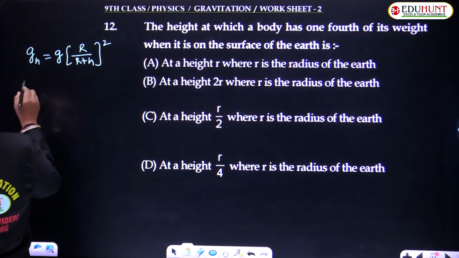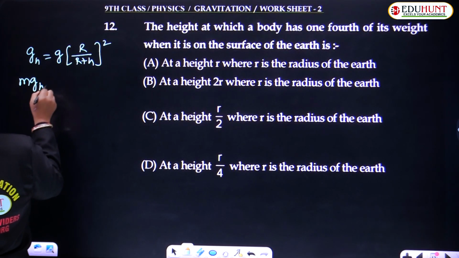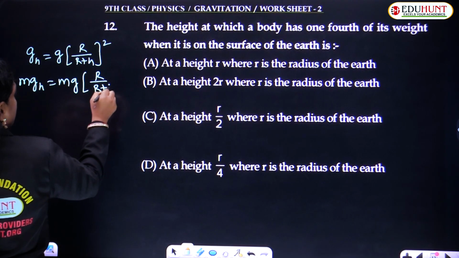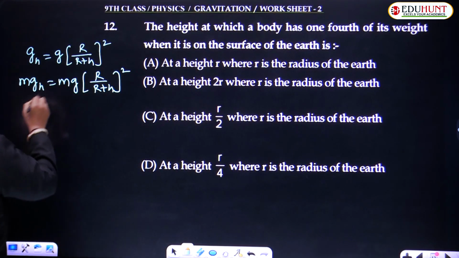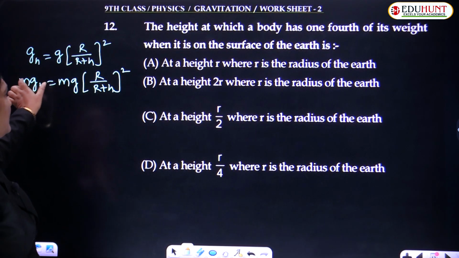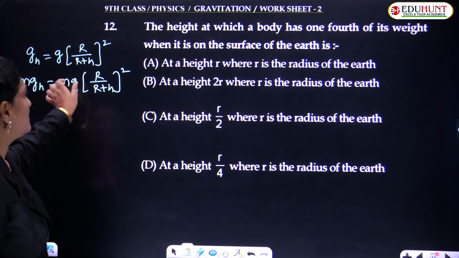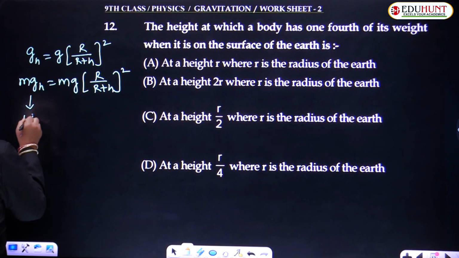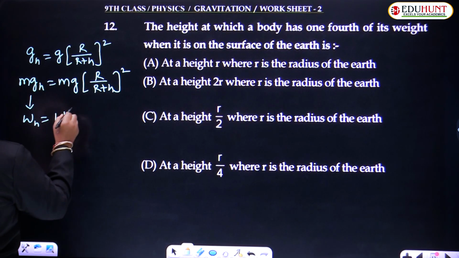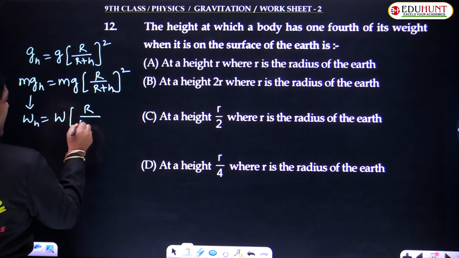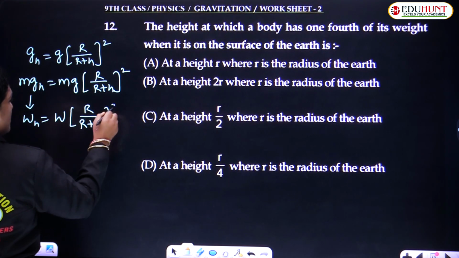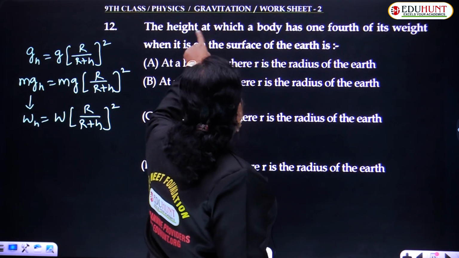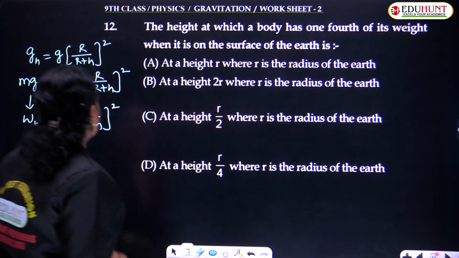So, multiplying throughout with M, you have MgH equals Mg times (R by R plus H) whole square. MgH indicates the weight of the body at height H. Mg indicates the weight of the body on the surface of the earth. So, the weight of the body at height H equals the weight of the body on the surface of the earth times (R by R plus H) whole square. But what is given? The height at which the body has 1/4 of its weight.